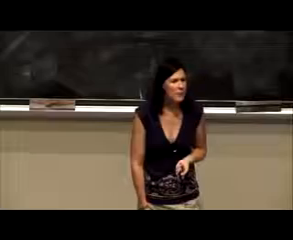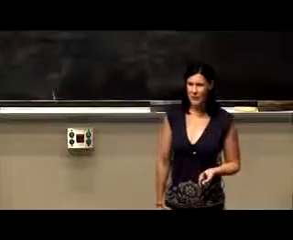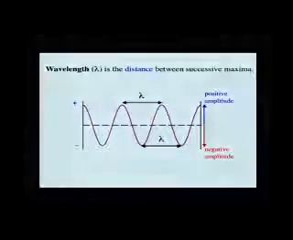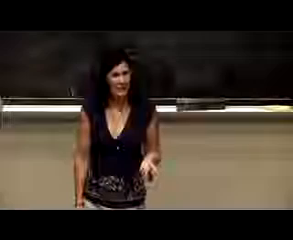Other properties of waves that you probably are all familiar with, but I just want to review, is the idea of a wavelength. If we're talking about the wavelength of a wave, we're just talking about the distance between successive maxima. Or, of course, we can also be talking about the distance between successive minima. Basically, we can take any point on the wave, and it's the distance to that same point later on in the wave. So that's what we call one wavelength.